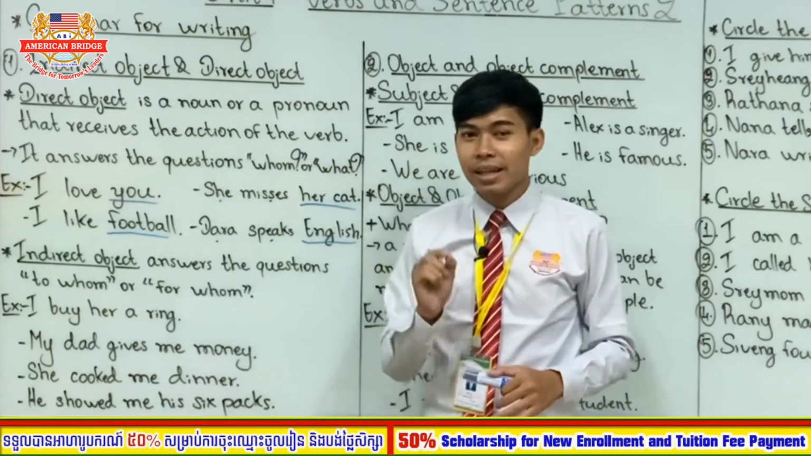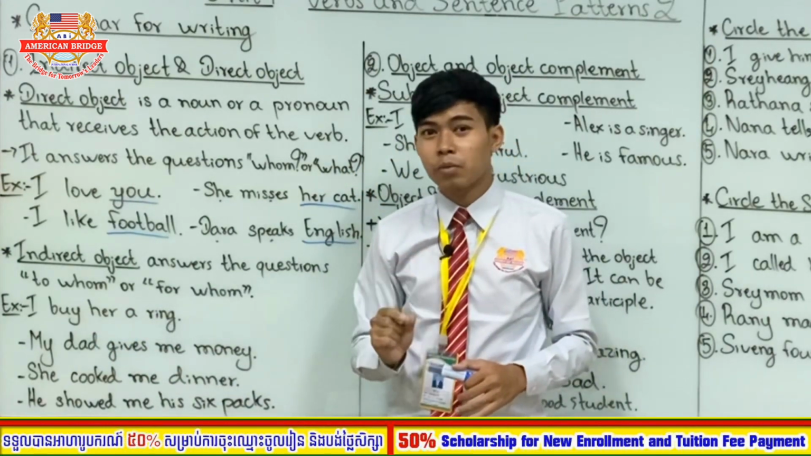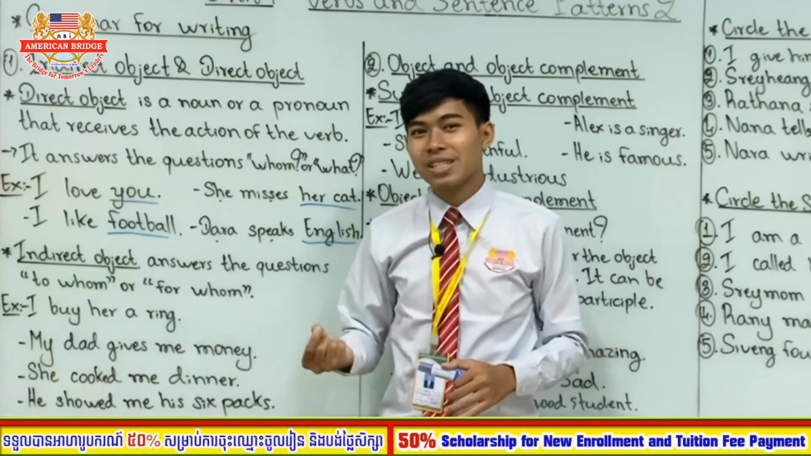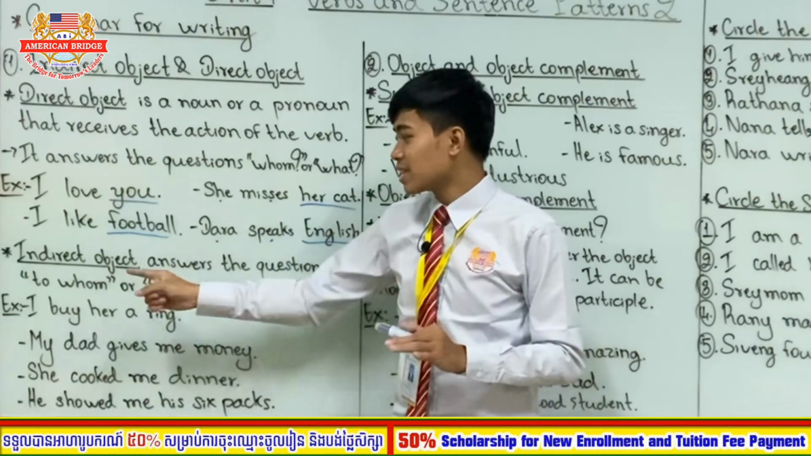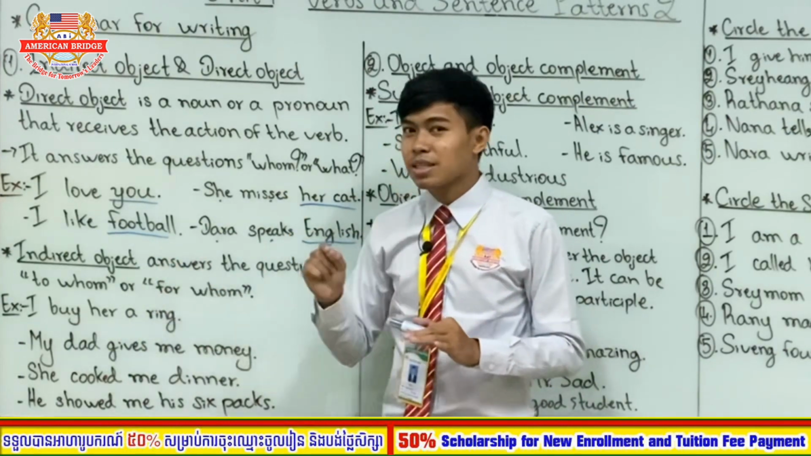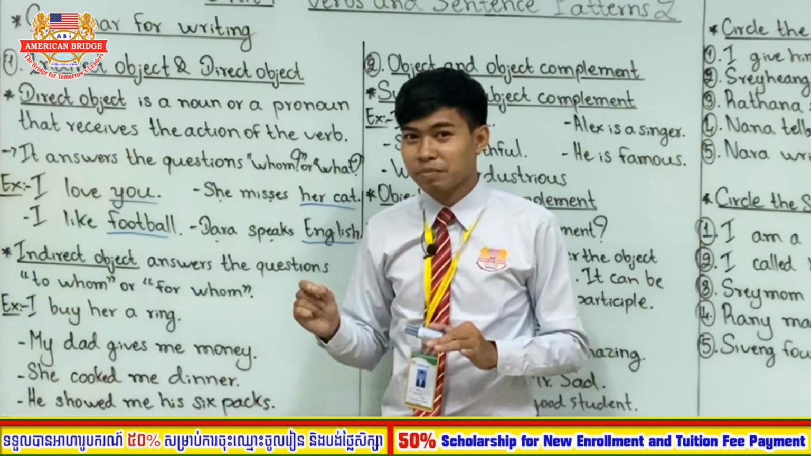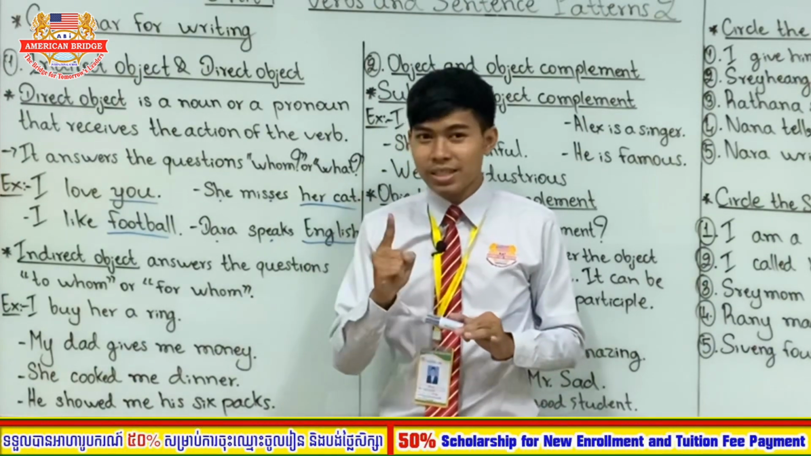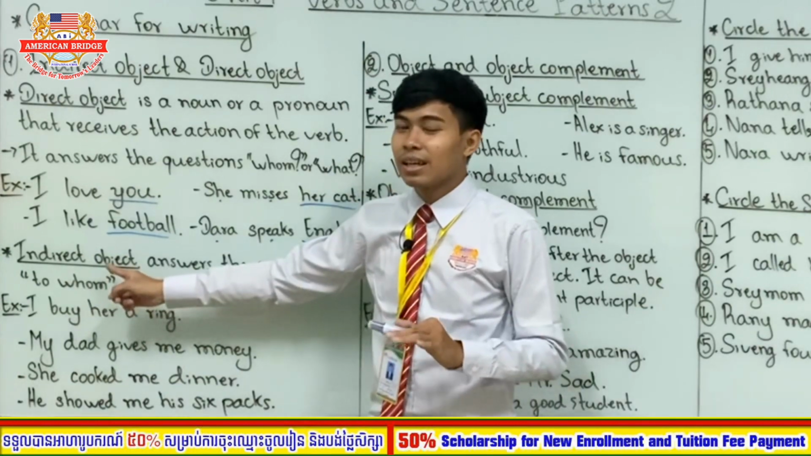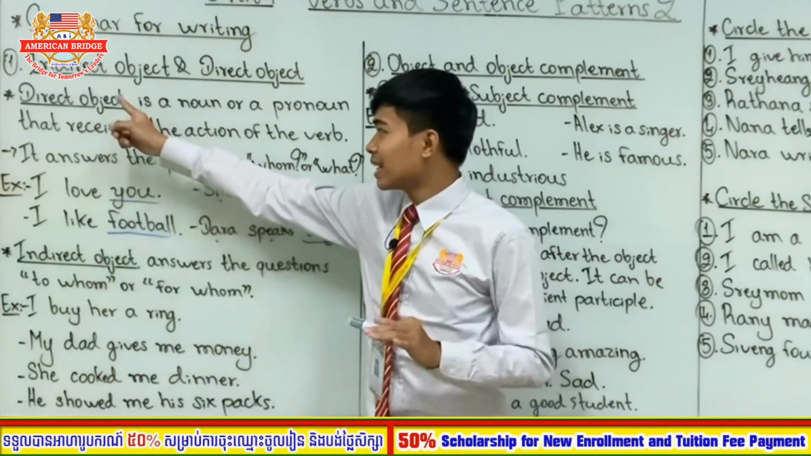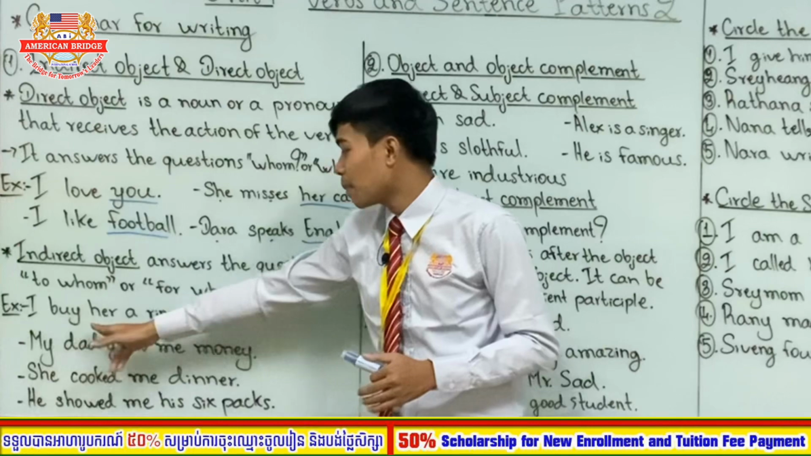So now let's identify what is the subject, what is the verb, what is the direct object, and what is the indirect object. Remember, in one sentence, when there is an indirect object, there is always a direct object. I buy her a ring.